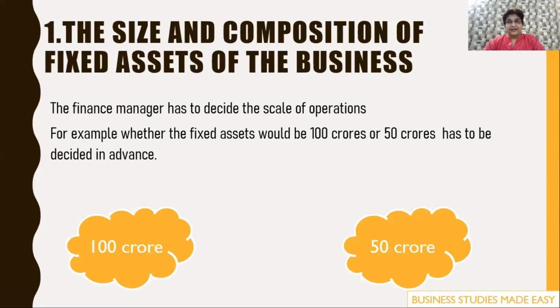Like the example that I had given earlier, that the project is for 50 lakhs. So this also the finance manager decides: what is going to be the size of the project that he is undertaking. So look at the example given here, whether the project is going to be for 100 crores or 50 crores. Because he has to arrange finance for that, first of all, he decides what the fixed assets are and what is going to be the size. So whether he's going to start with fixed assets of 100 crores or 50 crores, accordingly he'll have to arrange the finance also for that.